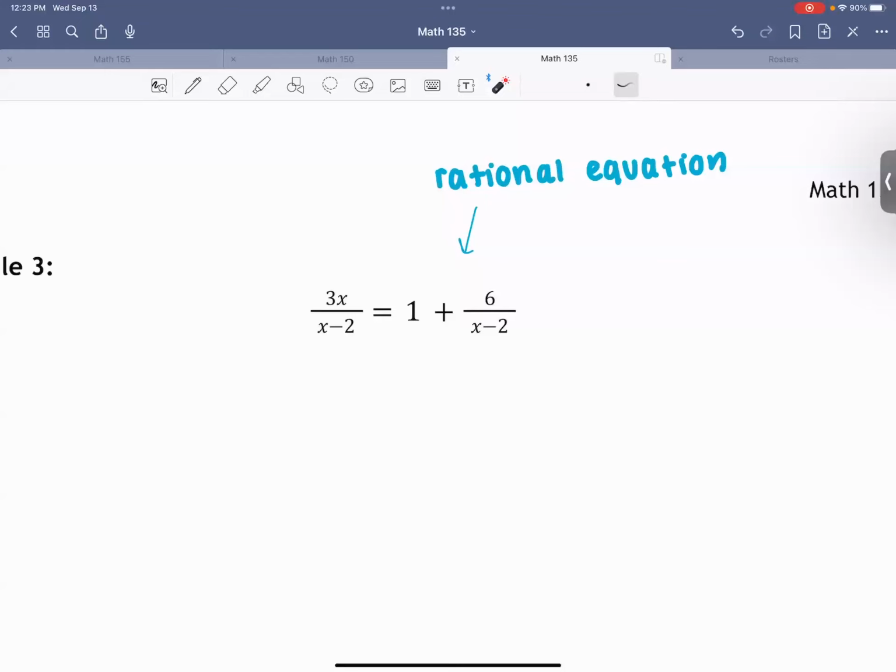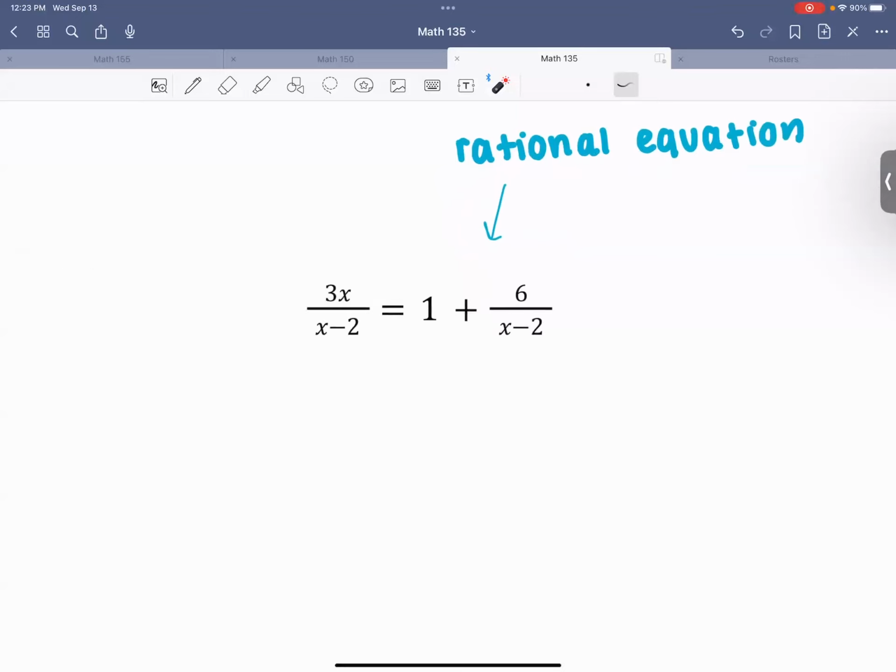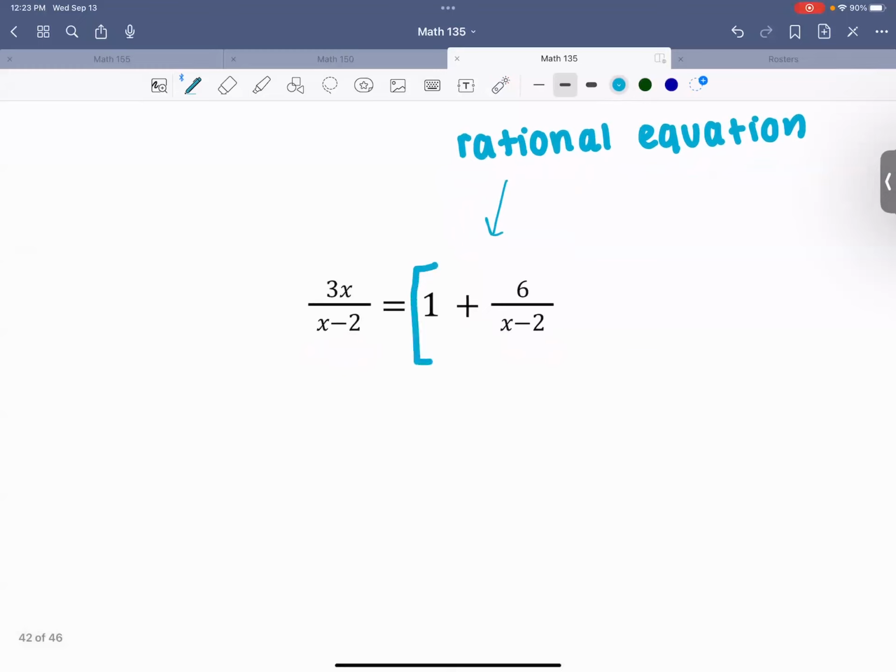So kind of like what we did on example 1, where we multiplied 2 on both sides to get rid of that 2. Well, I see that there's an x minus 2 in the denominator, so why don't I just multiply both sides by x minus 2, right? So I'm going to take the left-hand side, multiply it by x minus 2. Okay, I'm also going to do it on the right-hand side and multiply that by x minus 2.